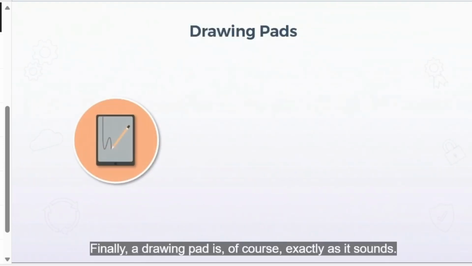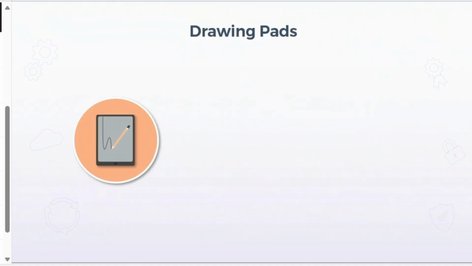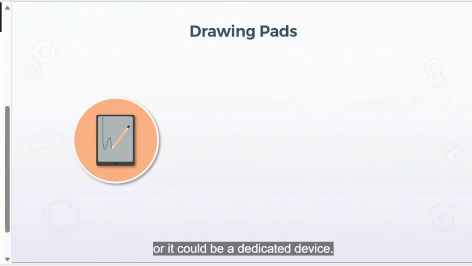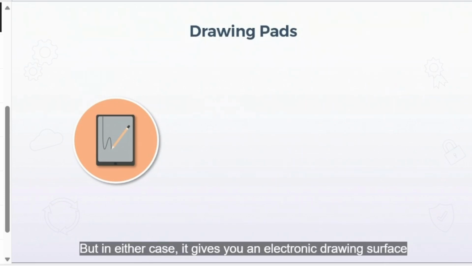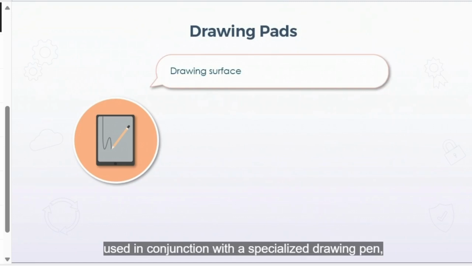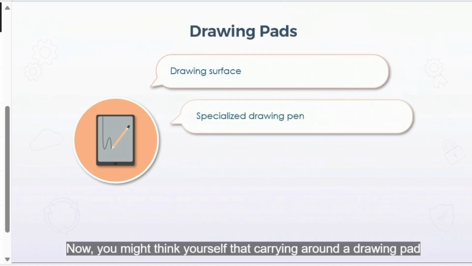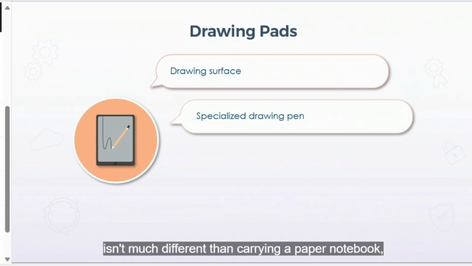Finally, a drawing pad is of course exactly as it sounds. It could be in the form of an application on a standard tablet, or it could be a dedicated device. But in either case, it gives you an electronic drawing surface used in conjunction with a specialized drawing pen, allowing the user to draw, sketch, write, or design without having to carry around a paper notebook. Now, you might think to yourself that carrying around a drawing pad isn't much different than carrying a paper notebook.